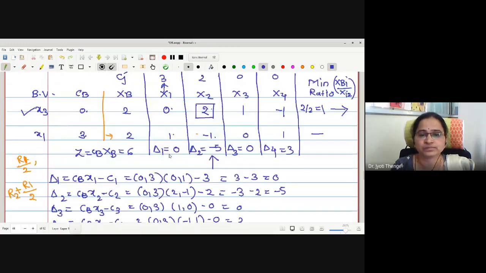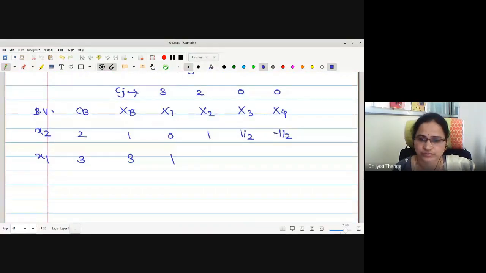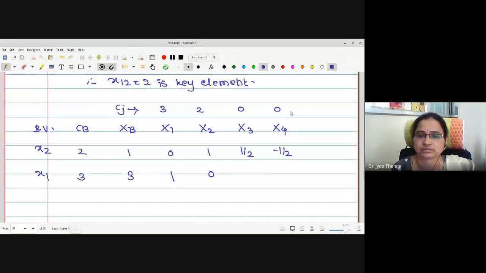What for X1? No change because this entry is 0, no? 1 plus 0 by 2 is 1. No change. This is 0. We have made it 0. What about these two entries now? R1 divided by 2. This will be half, and I have to add here. So this is half. This entry will be half, and here it is minus half.